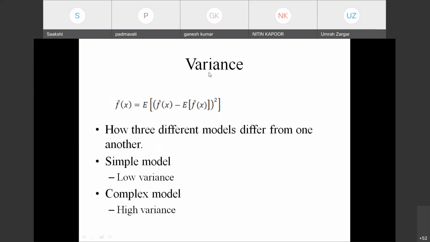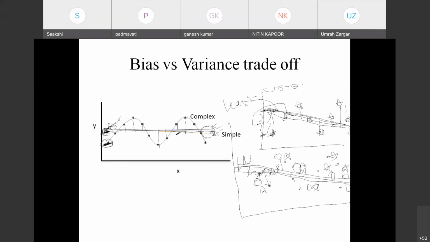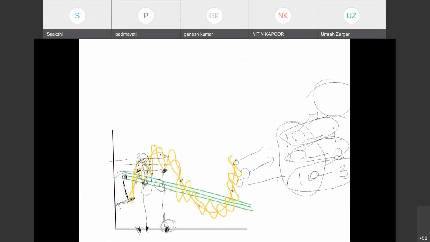Whereas the variance can be computed with this particular formula. That means the average of f hat of x minus the average of f hat of x over all points. So this means how the three different models differ from each other. It is saying the same thing, right? Fine. So how do these three differ from each other?